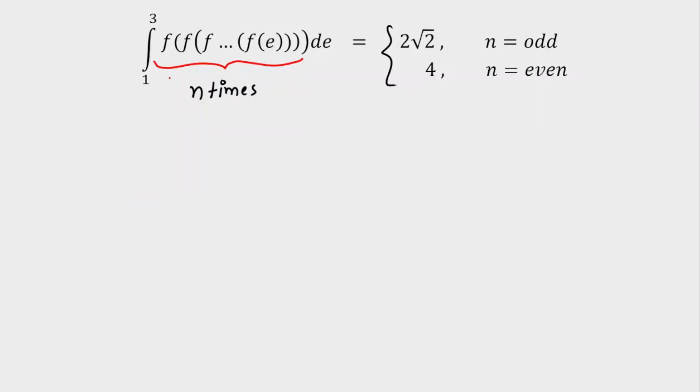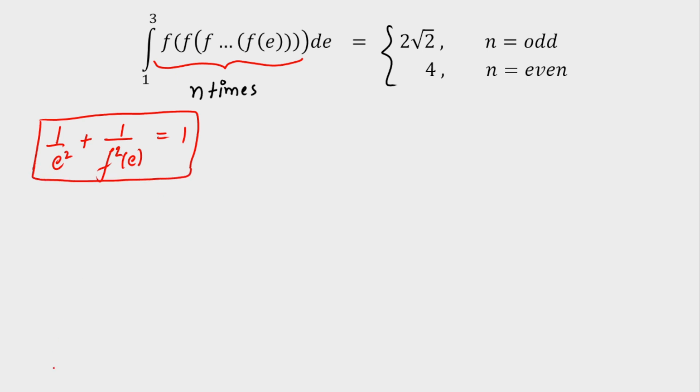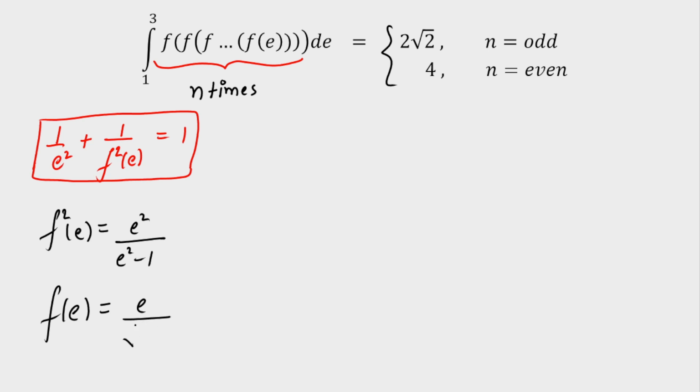So let's start. In order to integrate this, first I need to find the relation between the eccentricity and the eccentricity of its conjugate hyperbola. As we know, the relation varies like this: 1 upon eccentricity square plus 1 upon eccentricity of its conjugate square will be equal to 1. The sum will be equal to 1. And from here I'm going to get the value of f of E. So I can say f square of E, first I'm going to calculate this, will be equal to E square upon E square minus 1.